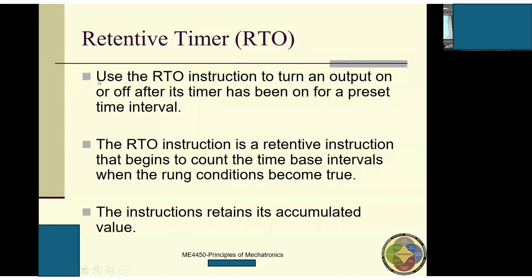Use the RTO instruction to turn an output on or off after its timer has been on for a preset time interval. The RTO instruction is a retentive instruction that begins to count time-based intervals when the run conditions become true, and the instruction retains its accumulated value. So this is RTO, the retentive timer.